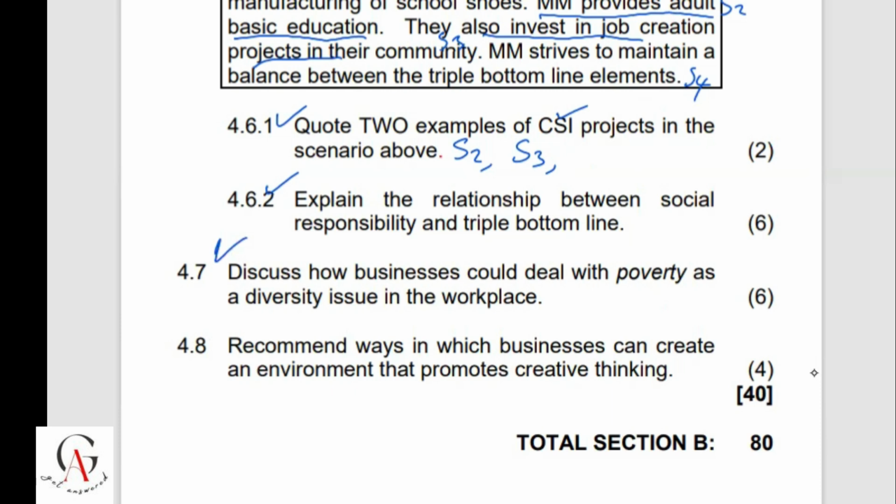Okay, right. So now let's check our 4.7. Discuss how businesses could deal with poverty as a diversity issue in the workplace. Okay, right. Remember, you are poor only when you can't afford to meet basic needs. In this regard, businesses should employ people from different socio-economic backgrounds or status, and give previously disadvantaged individuals a chance to be educated by incorporating adult basic education and training into the training programs of the business, and also train all employees so that they can be able to deal with retrenchment.